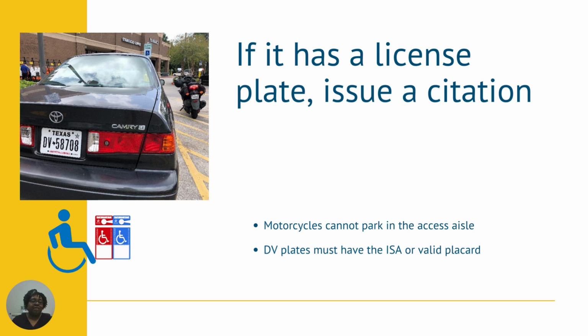And remember, if you see a car with a DV plate, always make sure that it has the international symbol of access, or the wheelchair emblem, or walk around and see if it has a valid placard. Because remember, even if the plate says disabled, they must have either the international symbol of access or a valid placard to park in a marked disabled parking space.